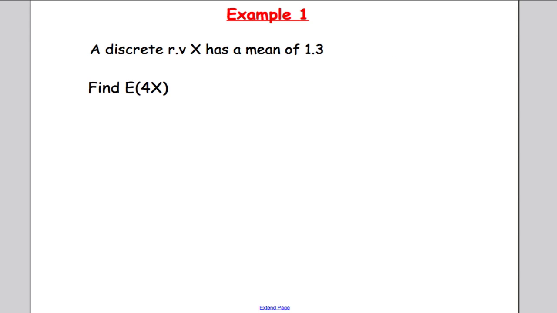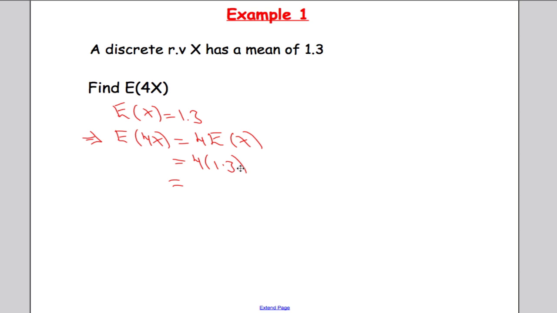Okay, what about an example? Suppose I have a discrete random variable with a mean of 1.3 and I'm asked to find the expected value of 4x. Well, we know from the question that the expected value of x equals 1.3. That means the expected value of 4x equals 4 times the expected value of x, which is going to be 4 times 1.3, and 4 times 4, 8, 12, so that's going to be 5.2. So very straightforward there. Work out the expected value of x and then just multiply it by 4.